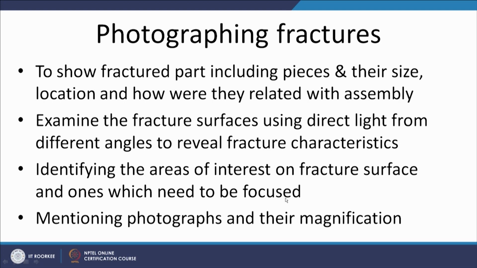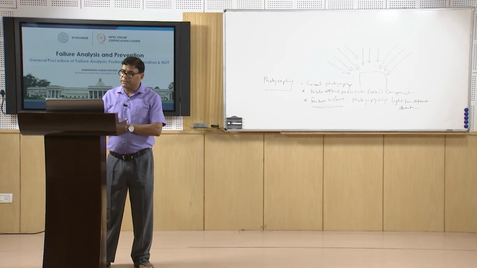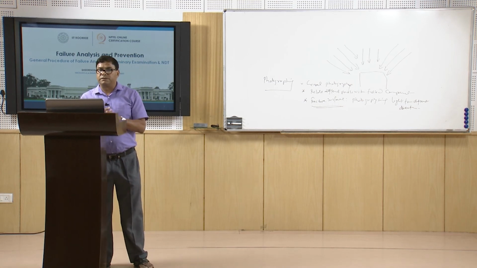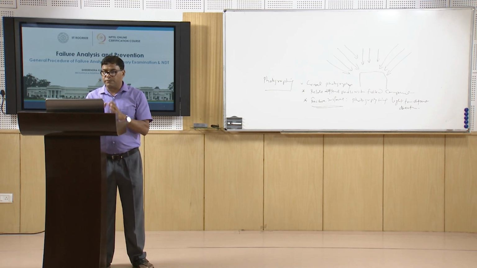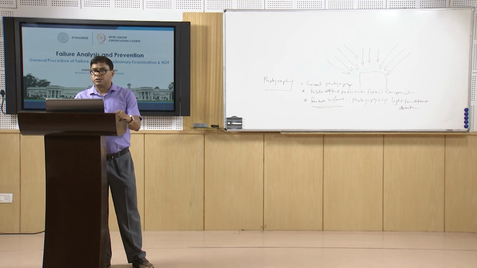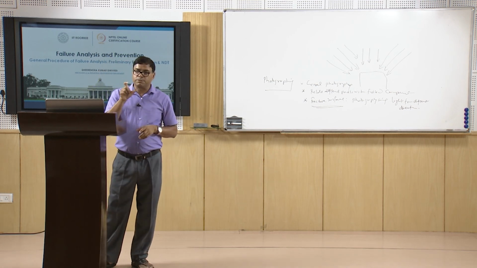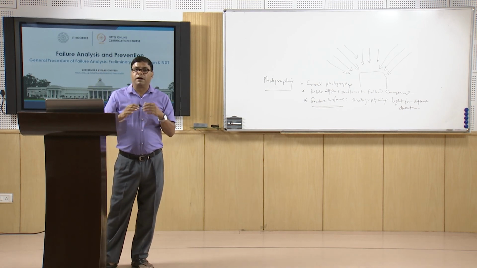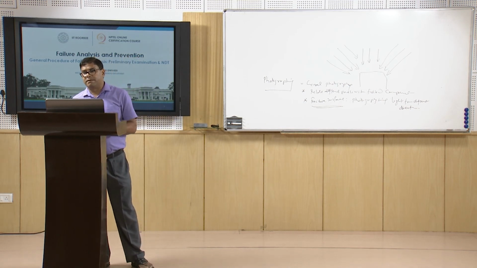So, once the fracture surface features are revealed by directing the light from different directions, it will help us to identify the areas or the zones of the fracture surface that should be investigated and focused on to identify the possible causes of the failure. And thereafter, once the complete photographing is over, we need to mention which photograph corresponds to which location and how it is related with the main failed component. At the same time, its magnification is also mentioned.